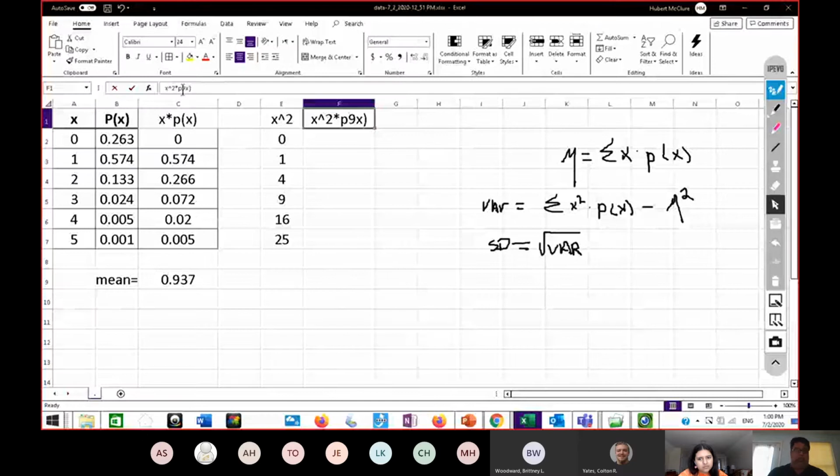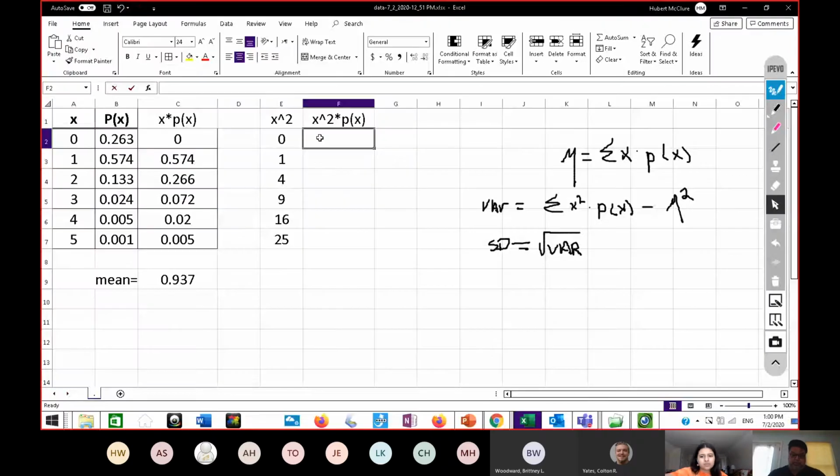Students nowadays, they don't read the formula. They just look at it, and if they don't understand it, what do? So you got to read the formula. So x squared times p of x, so that's going to be equal to x squared times p of x, and copy that down. Hit Control C for copy. Put it right there and hit Control V.